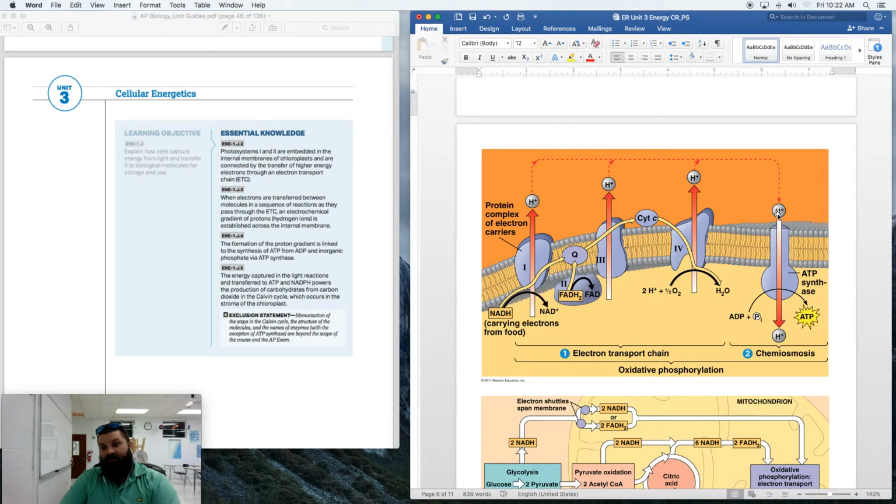And then they will freely diffuse down ATP synthase, which is an enzyme, but it's in the membrane, so it acts like a transport protein. And as hydrogen ions move through, it will power this enzyme, turning ADP into ATP.